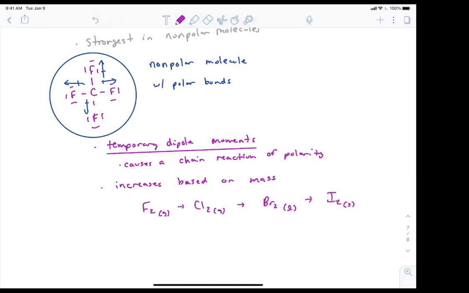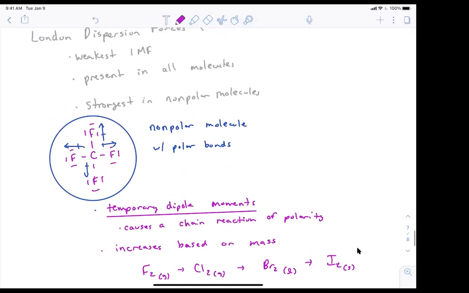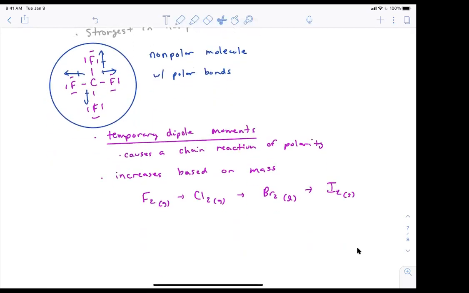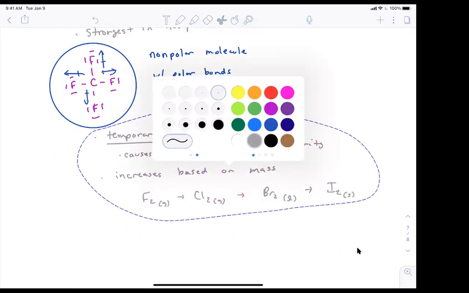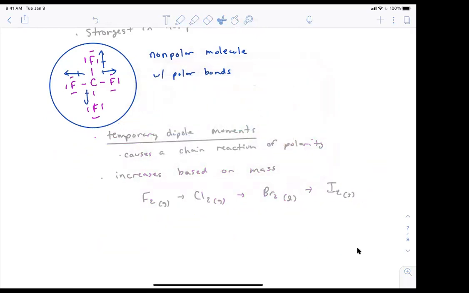Questions? Temporary dipole moments are considered different from LDF, right? No. Temporary dipole moments are LDFs, Alejandro. Thank you. Yeah, sorry, I shouldn't have maybe changed colors here. This should still all be gray. I was trying to make it kind of a point, but it's still all LDFs. Sorry.